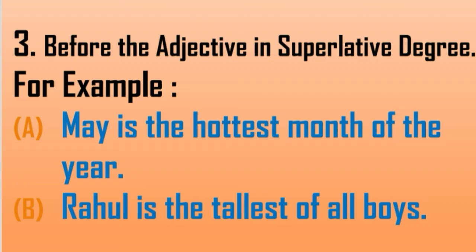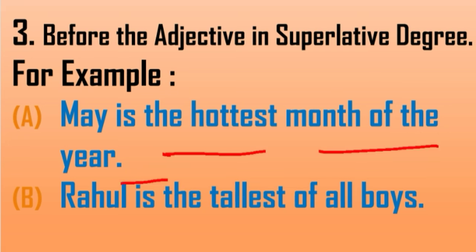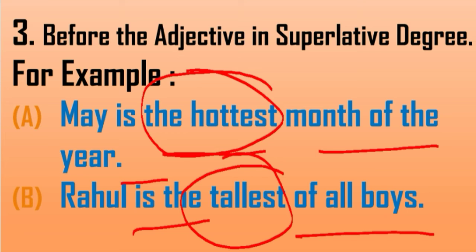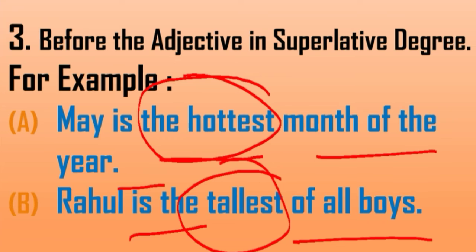For example, before the adjective in a superlative degree. There are 3 degrees of adjectives: positive, comparative and superlative. So in the superlative degree, 'the' is also used as an article. Now for example, hot, hotter, the hottest. Rahul is the tallest. 'The' is used here because tallest is the superlative degree. So before the superlative degree also we use the article 'the'. This also we need to keep in our mind.